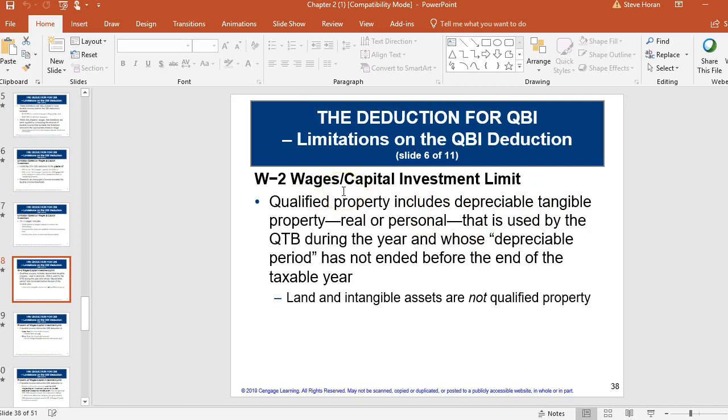And as you walk through some of the examples in the chapter, they'll mention owners of certain businesses, like a landlord who owns a rental property. So they talk about the value of the property, the land of the property, and how that might factor into what the QBI deduction is also. So that's what they mean by capital investment, is tangible depreciable property.